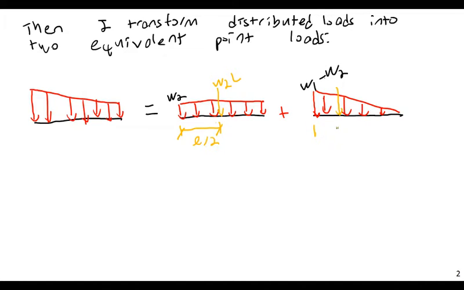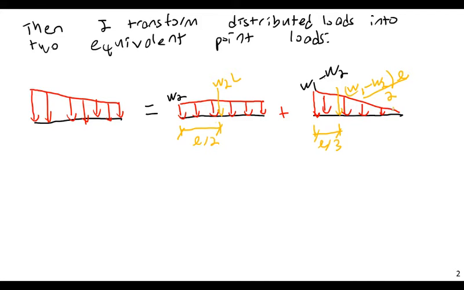And then the equivalent point load for the triangle would be at L over 3. If you remember from statics, the centroid of a triangular load is one third the length from the fat end, so this would be L over 3. The equivalent point load would be equal to W1 minus W2, that's the height, times the base, which is L, over 2. So this is basically BH over 2.